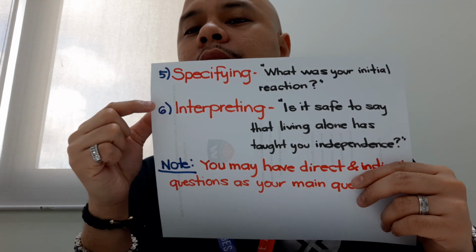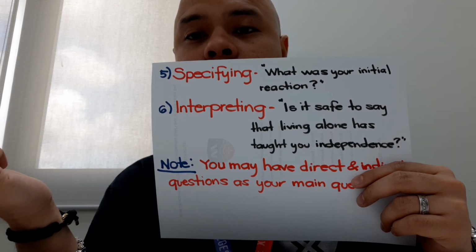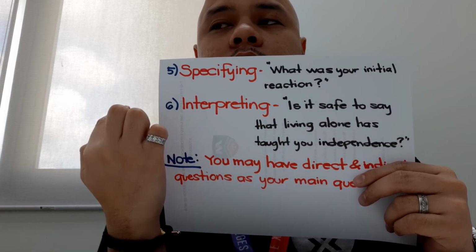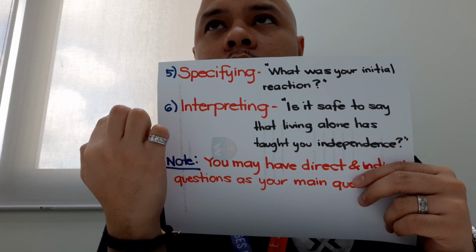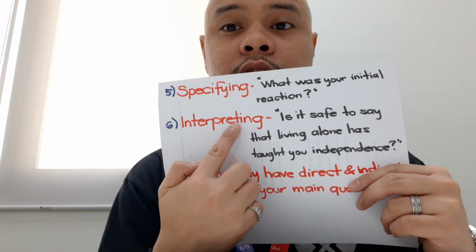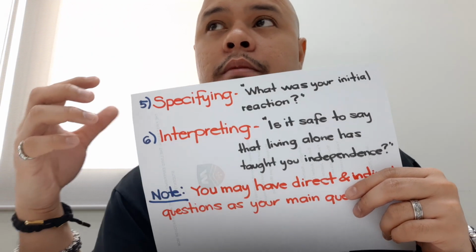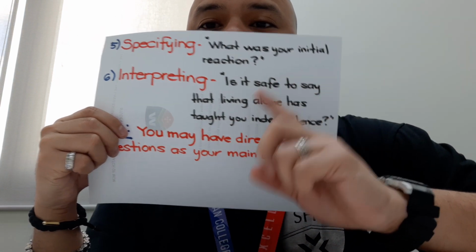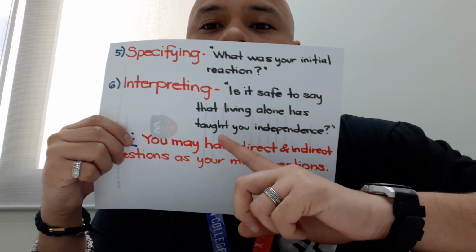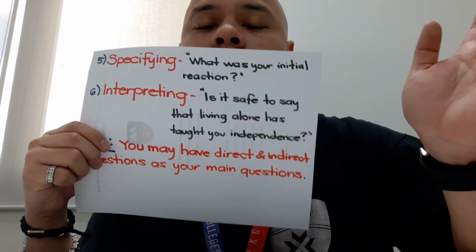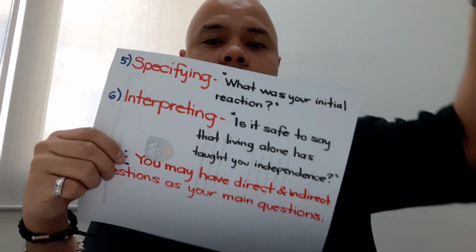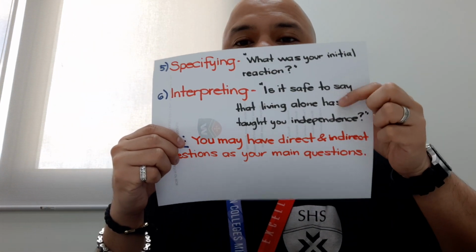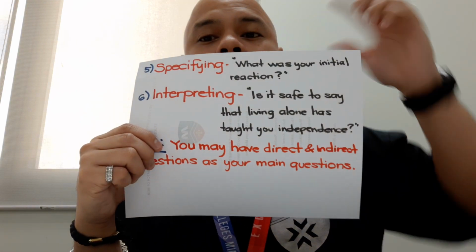And last but not the least, we have interpreting questions. Interpreting questions are clarificatory questions. This is you rephrasing their statements. Is it safe to say that living alone has taught you independence? This approach is interpretive because you have your own interpretation of their statements.